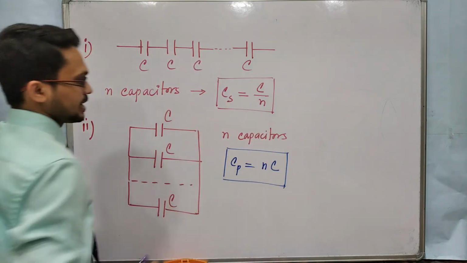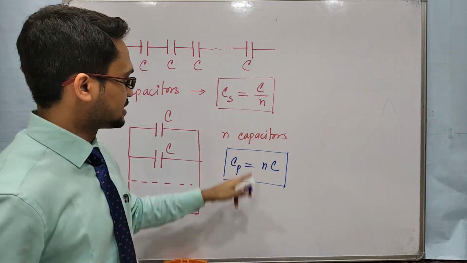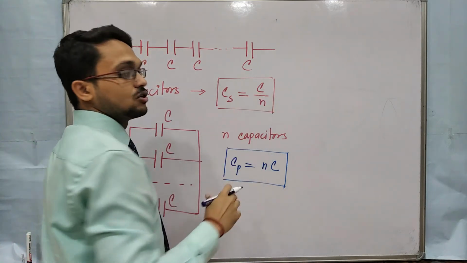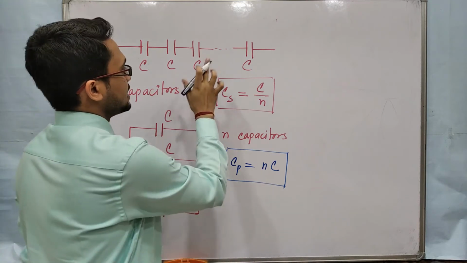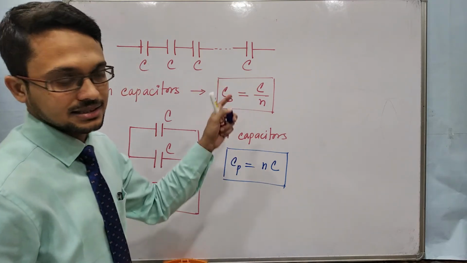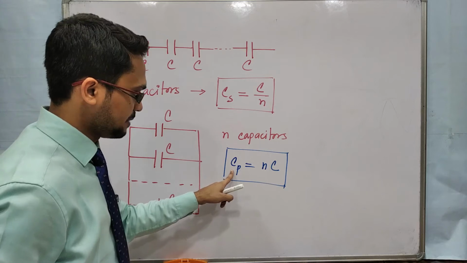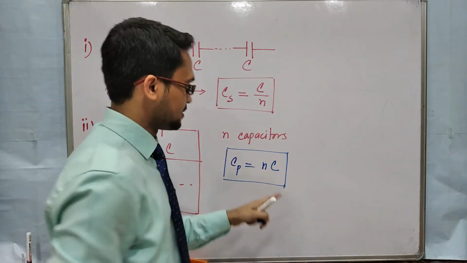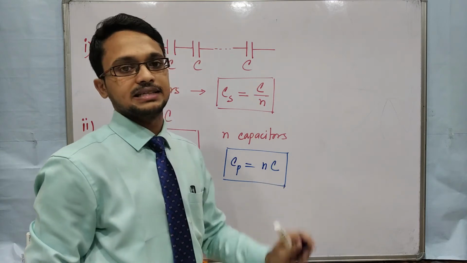Now if you look at these two formulas, here CS is always smaller than the individual capacitances present in the circuit, and here CP equal to nC, that means CP is always greater than the individual capacitances present in the circuit.